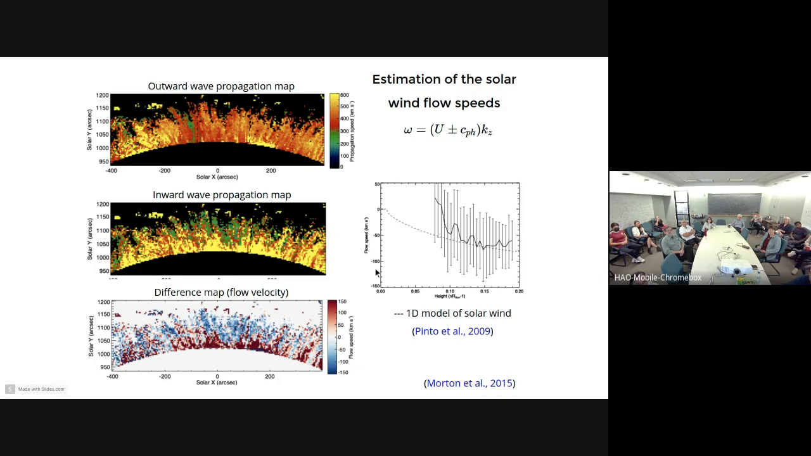And here they compared their estimates from this technique with a 1D solar wind model from Pinto et al. in 2009, and in some regions of the limb it matches fairly well. So this is one of the applications where we can get the solar wind outflow velocity very near where the solar wind originates, much before it could be sampled in situ at 1 AU.